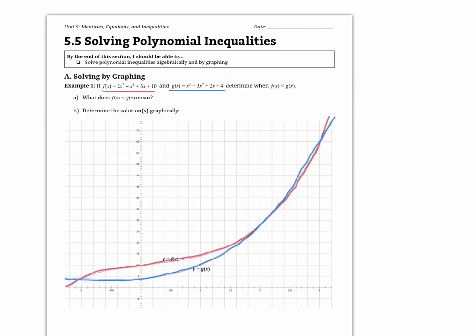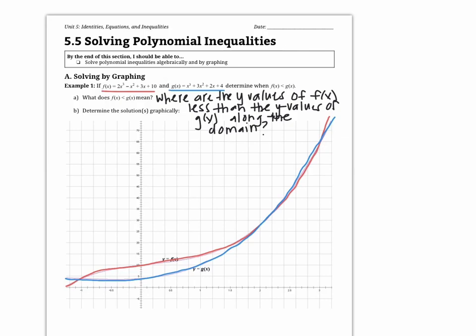So now that we have the functions highlighted, it's easier to see when one is greater than the other. So what does f of x less than g of x mean? Well, it means when are the y values of f of x less than the y values of g of x along its domain. So specifically, what are the x values so that the y values of f of x are less than g of x? So now let's determine the solutions graphically.